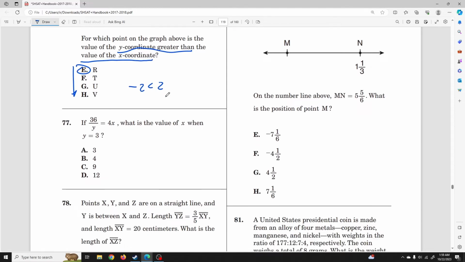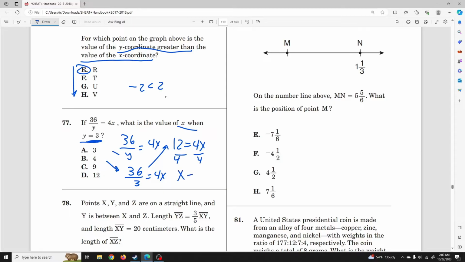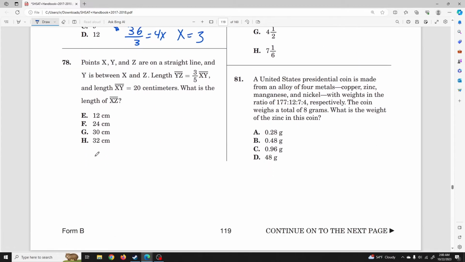77 says if 36 over y is equal to 4x, what is the value of x when y is equal to 3? So 36 divided by y is equal to 4x, right? So when y is equal to 3, 36 over 3 is equal to 4x. We just plugged in 3 for y. So 36 divided by 3 is 12, and 12 is equal to 4x. So we're just continuing this equation up here. We just did this side. So if 12 is equal to 4x, divide by 4 on both sides, and we get that x is equal to 3.